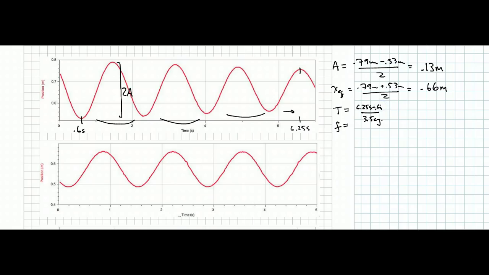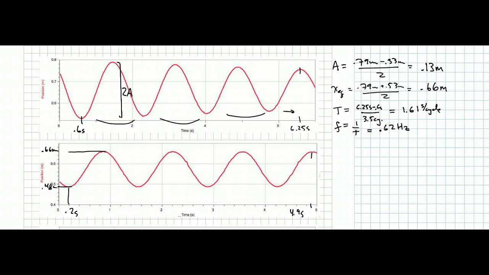So that's a total time extent of 5.65 seconds. And for 3.5 cycles, that means that we take 1.61 seconds per cycle. The frequency is 1 over the period. So if I take the inverse of that, I get about 0.62 cycles per second, or 0.62 hertz.